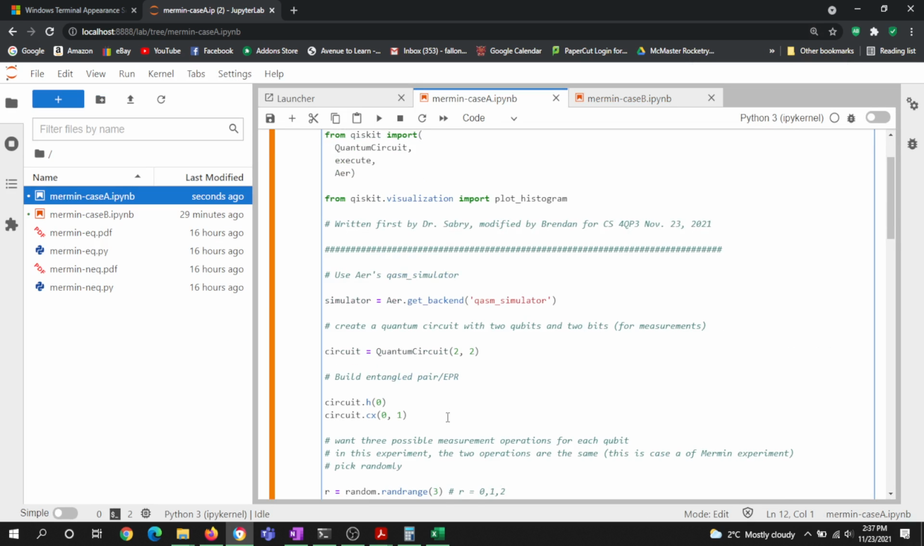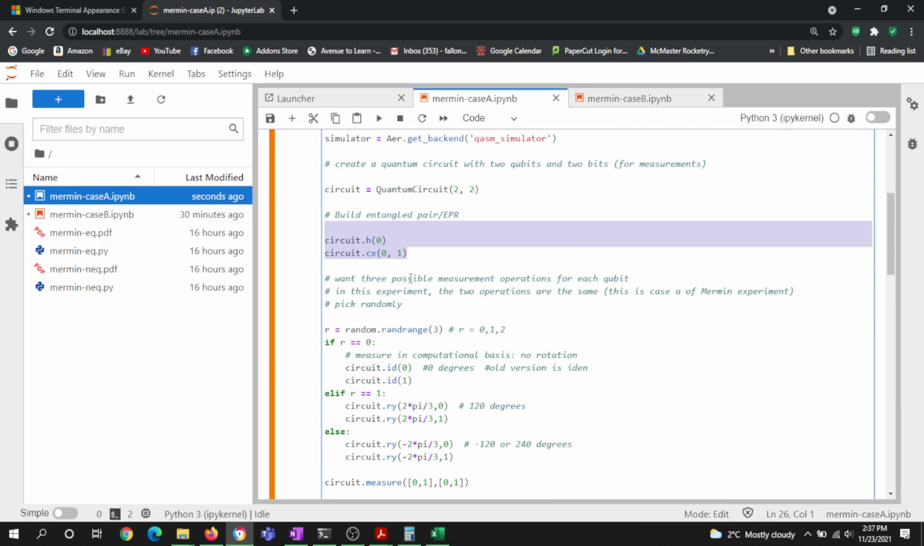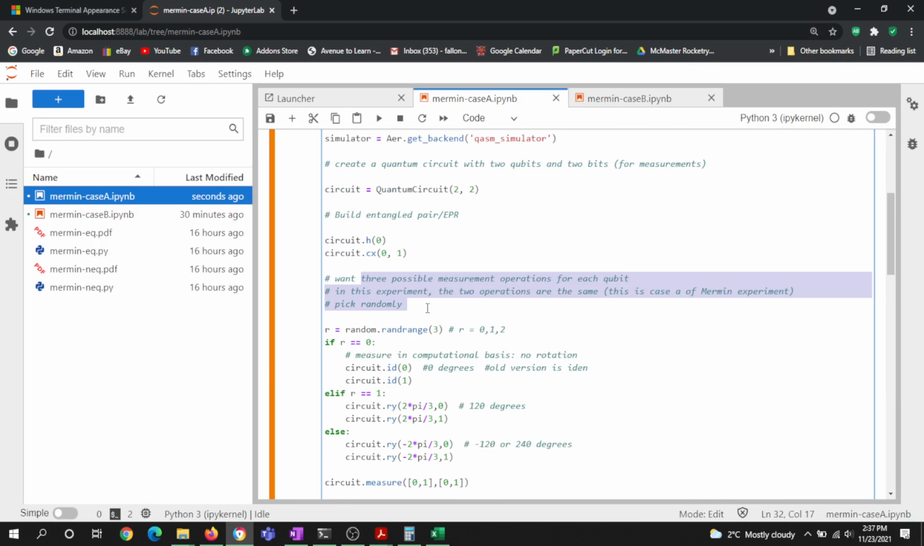So we start by building up a simulator, and then we build an EPR pair here. Sorry. In the circuit, I'll scroll down and reveal it: that's the Hadamard, and then the CX gate right there. So we start with that, and then we pick randomly different settings, but to be the same because we're dealing with case A here. Because the actual measurement bases are going to be the same, we choose a random 0 through 2. This will be one of our 3 different settings, and then set it to that.